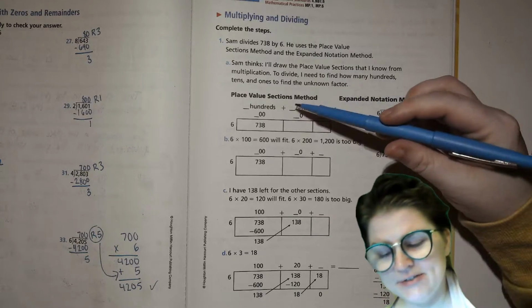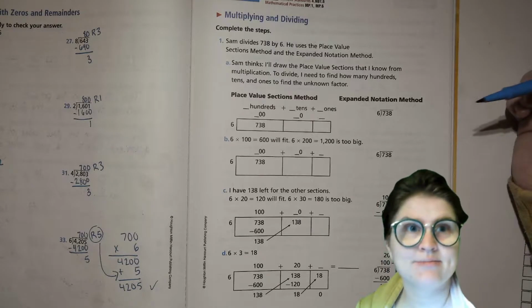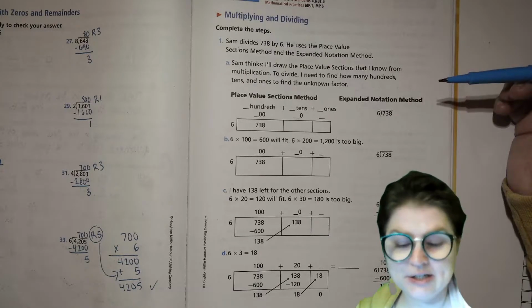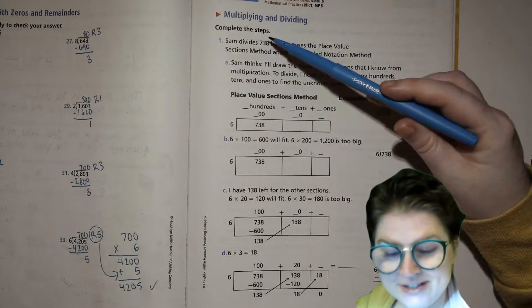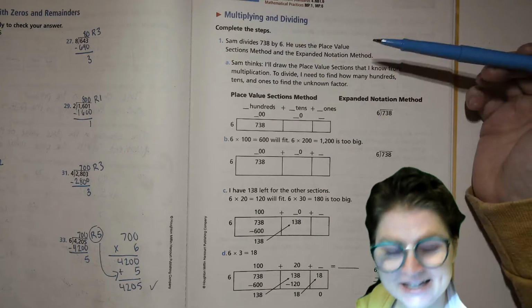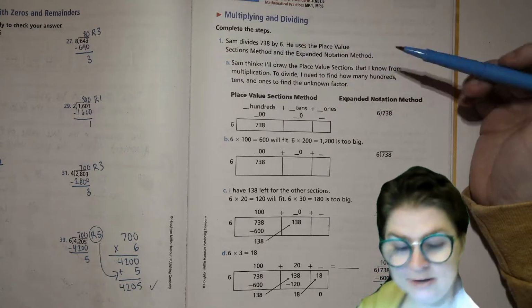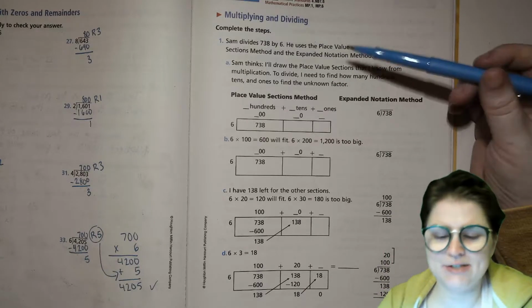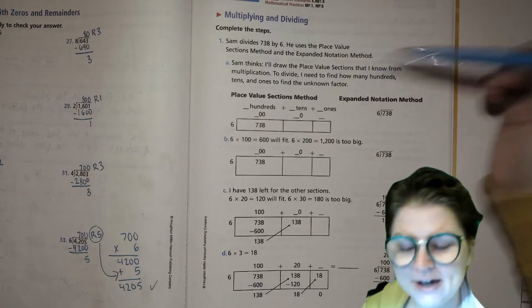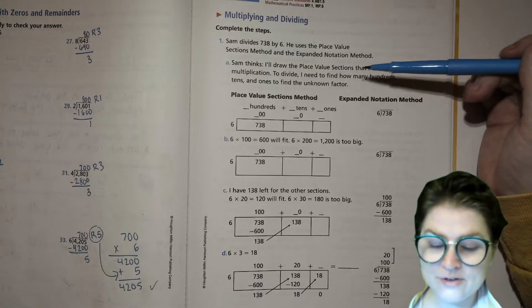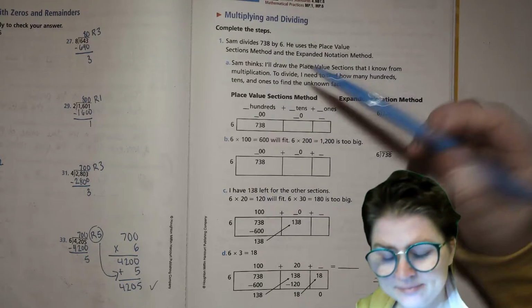We're talking about place value sections and also expanded notation. They're very similar. It's just where you put the number, right? Because they're just different ways to do the same thing. Okay. Sam divides 738 by 6. He uses the place value sections method and the expanded notation method. Sam thinks, I'll draw the place value sections that I know from multiplication. To divide, I'll need to find out how many hundreds, tens, and ones to find the unknown factor. So he set it up here.